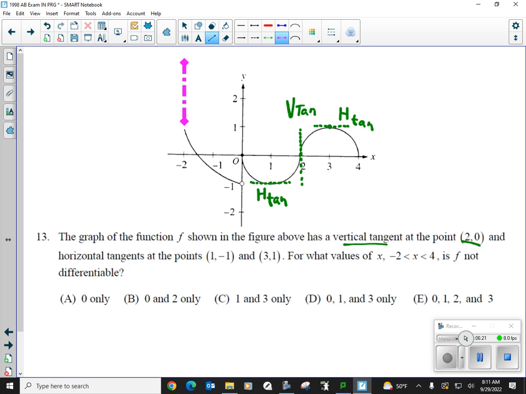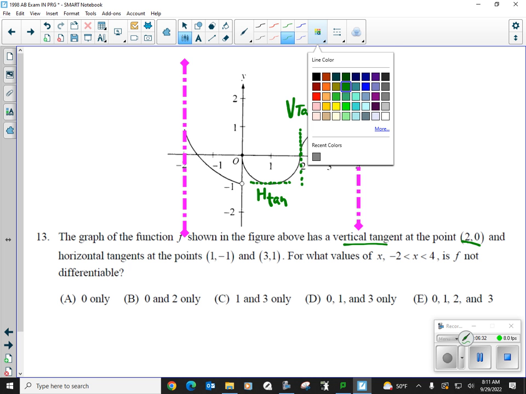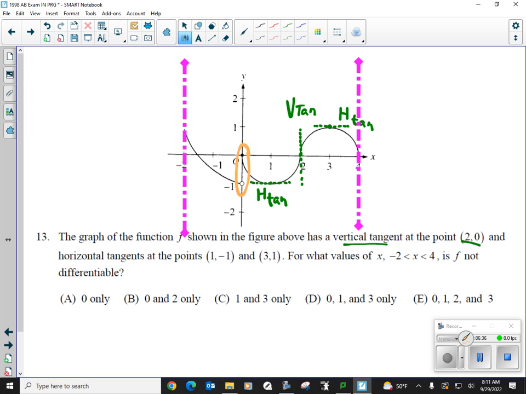So from -2, from this point, all the way to 4 to this point, where can I not take the derivative? Well, let's first point out the obvious. I will do this in orange. If there is a discontinuity, you cannot take the derivative. That happens at the origin where x is 0.